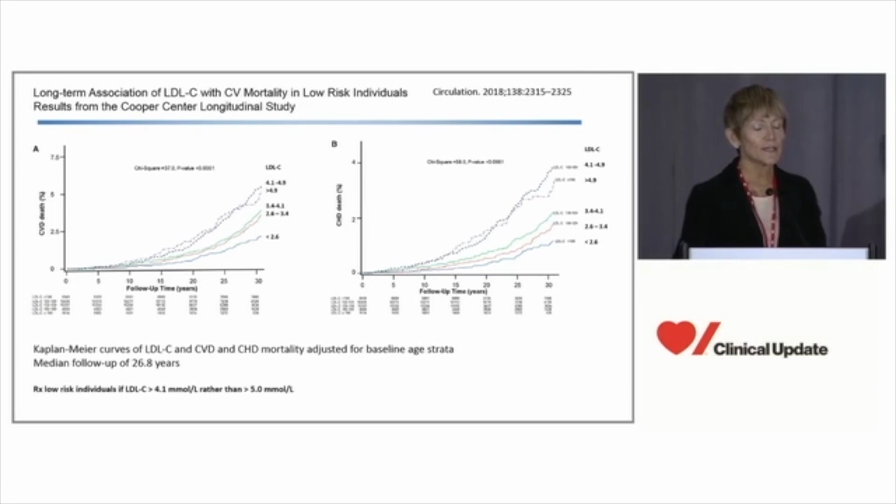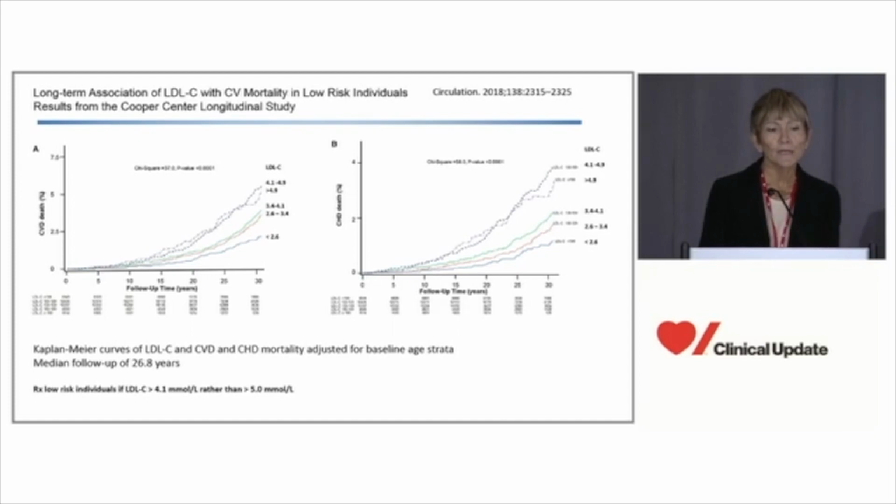So the interesting thing there is that, as one might anticipate, individuals who had a baseline LDL less than 2.6 were really at quite low risk. Those who had LDLs between 2.6 and 4.1, sort of intermediate. But individuals who had an LDL above 4.1 were really very similar to the group with an LDL greater than 4.9. So these individuals had a markedly increased risk of dying of cardiovascular disease during that 28-year follow-up.